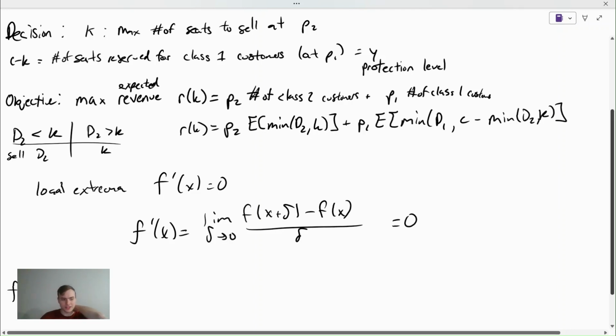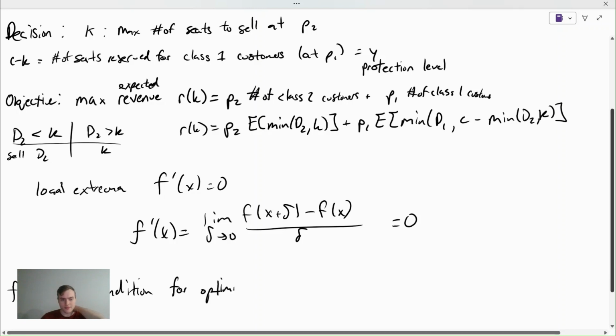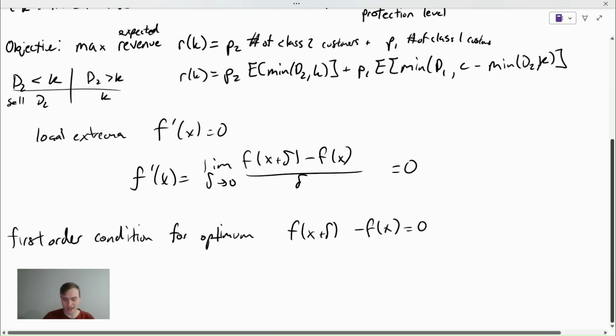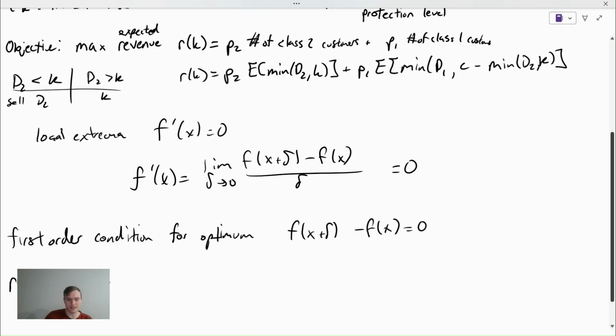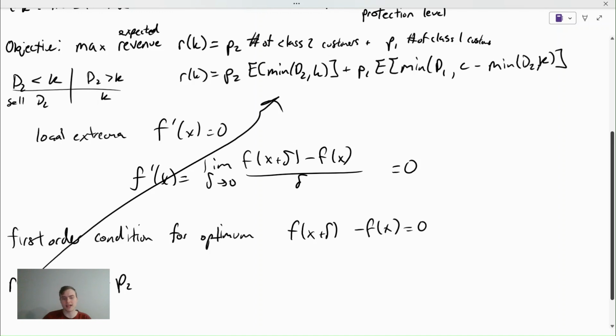So we have a first order condition for optimum: f of x plus delta minus f of x equals 0. And in this case, our function is R of K instead of f of x, right? So let's write out R of K plus delta minus R of K and set this equal to 0. When we get this, we're going to have P2 times the difference when we plug in K plus delta at first, and then we subtract when we plug in just K, right?